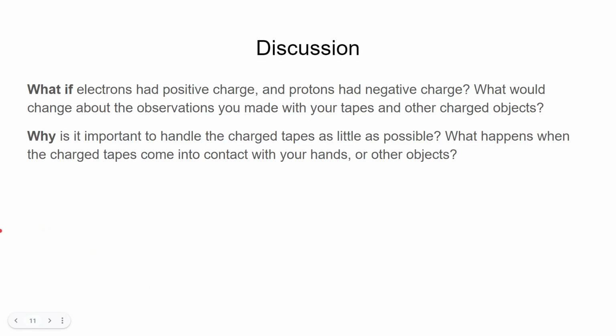Now our discussion. What if electrons had positive charge and protons had negative charge? What would change about the observations you made with your tapes and other charged objects? The results would be the same because opposites attract and like charges would still repel. Switching electrons and protons charges would not change that. It would just make the charge we'd calculated negative.